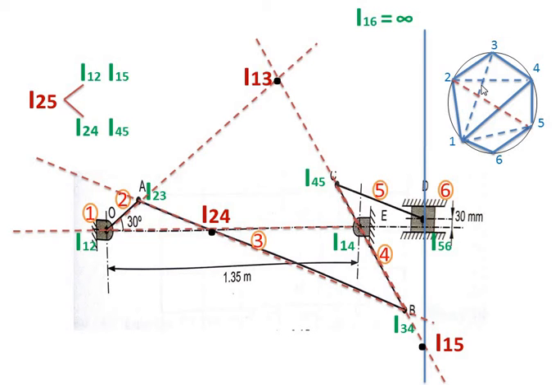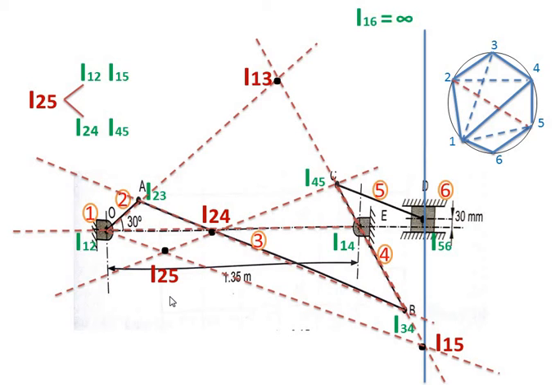I24, I45, that is 2-4, 4-5. Here also we have taken this dotted line. Now I12 is over here and I15 is over here. So join this 2-4 and 4-5. This is 2-4 and this is 4-5. So join this. These two lines intersect at this point. So at this point there is I25.